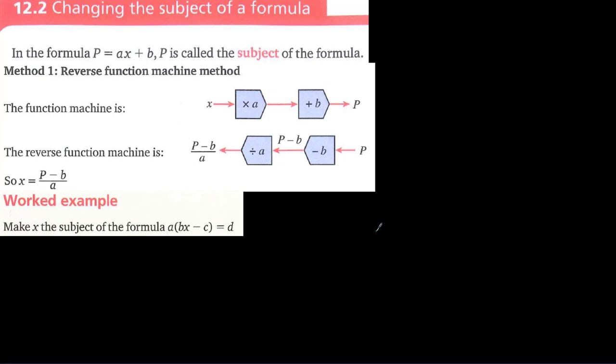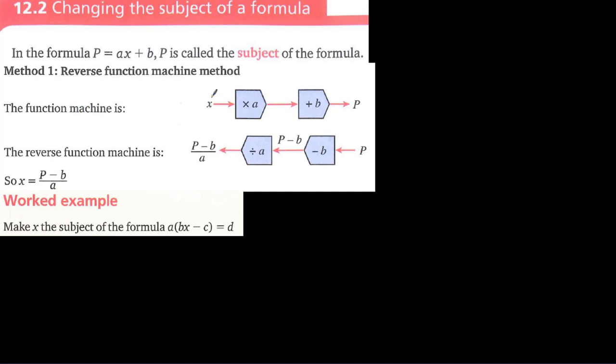Hi dear students, in this video we are going to study changing the subject of a formula, and here we have the definition. P is called the subject of the formula if P is equal to ax plus b. We are trying to change the subject of the formula. There are methods, and the first method, which I'm going to use, is the reverse function machine method. I'm going to explain it here.